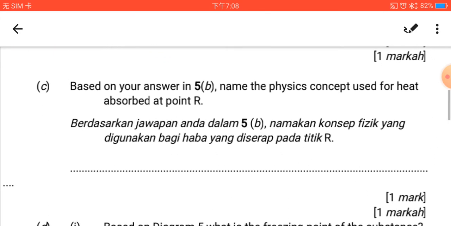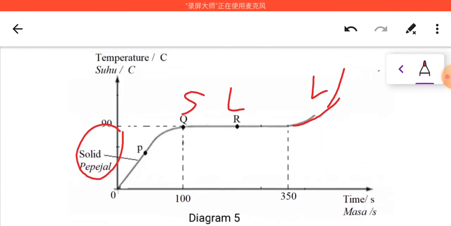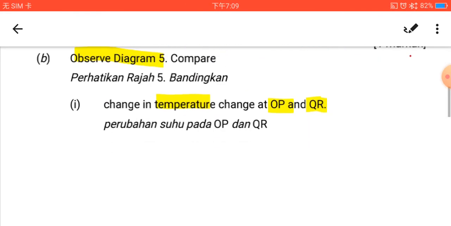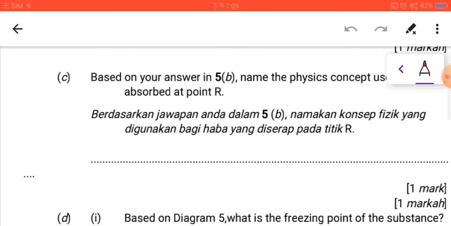So C: based on your answer in 5B, name the physics concept used for heat absorbed at point R. Point R is where the temperature remains constant, so we know that it is the latent heat. Not specific latent heat, just latent heat.